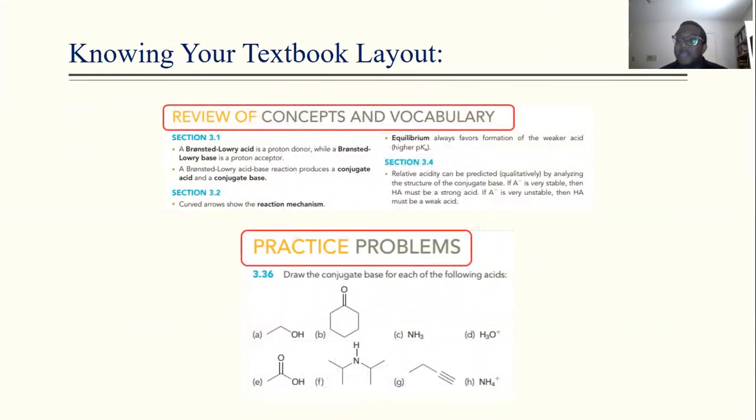Now, the last 2 features of this textbook are also very similar to the previous textbook. The review of concepts and vocabulary functions as a short and concise review of each section within the chapter. We highly, highly recommend you set time aside before attending your class lecture to read this review. Students that utilize this feature of the textbook have been shown to follow the professor in their lecture a lot easier than students who do not use this feature.